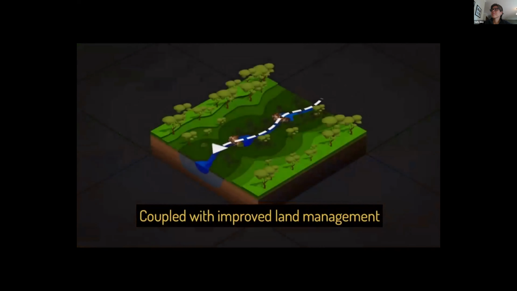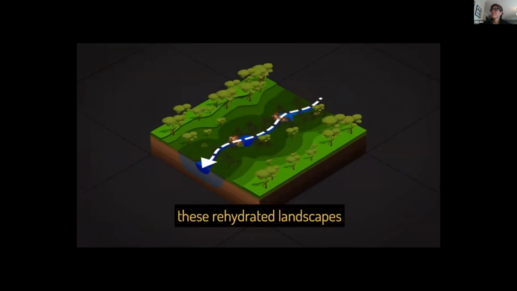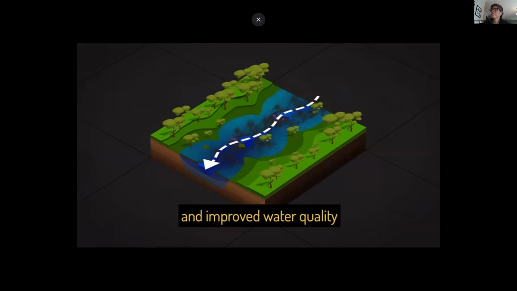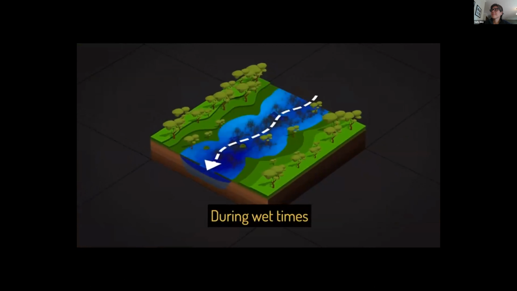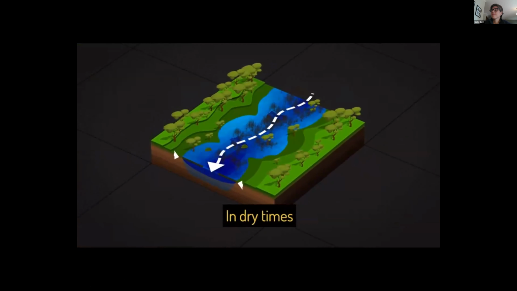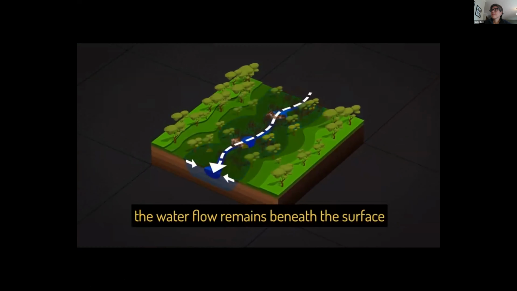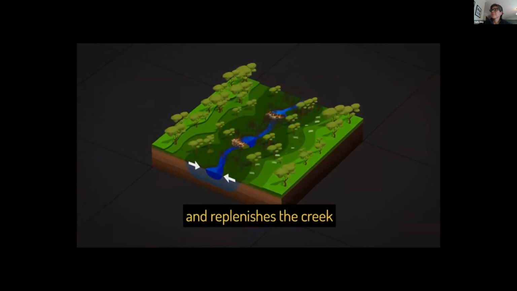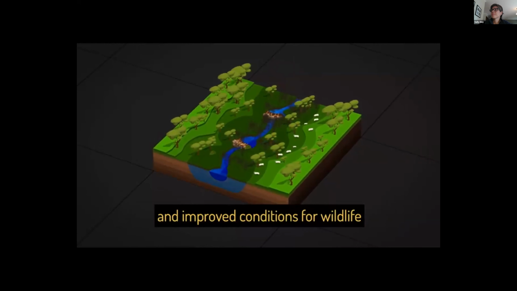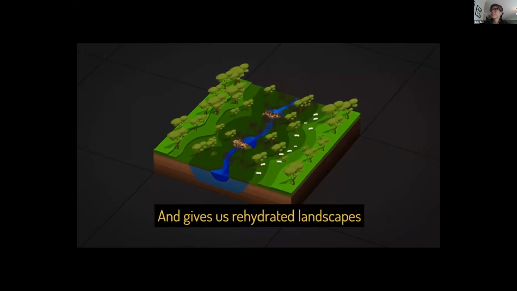Coupled with improved land management, these rehydrated landscapes provide more reliable stream flows and improved water quality. During wet times, the flow spreads out across the floodplain, and in dry times, the water flow remains beneath the surface and replenishes the creek. This allows for enhanced agricultural productivity and improved conditions for wildlife. It gives us rehydrated landscapes that are more resilient to climatic extremes.